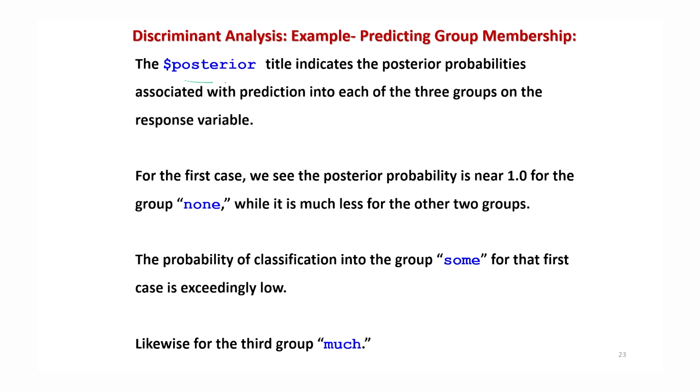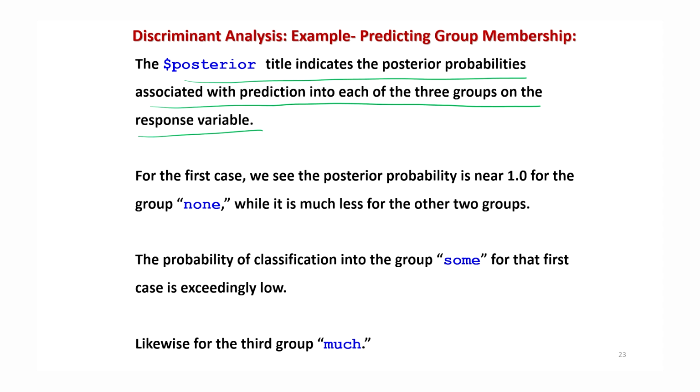This posterior title indicates the posterior probabilities associated with prediction into each of the 3 groups on the response variable. If you try to understand, they are simply saying that if you classify this observation into this group, then this is the probability. If you classify the same observation into this group, then this is the probability, and if you classify this observation into the third group, then this is the probability. So now you choose the category where the probability is the highest.